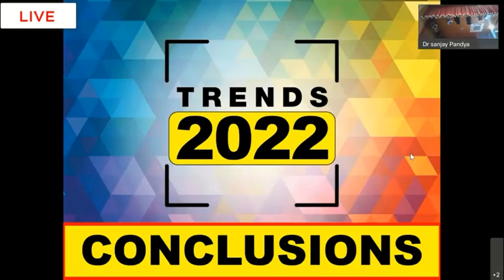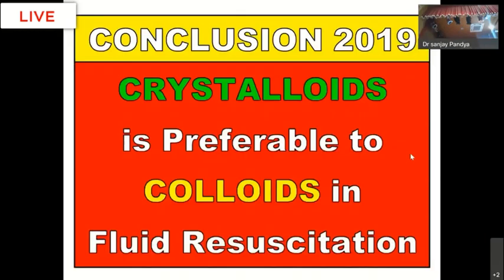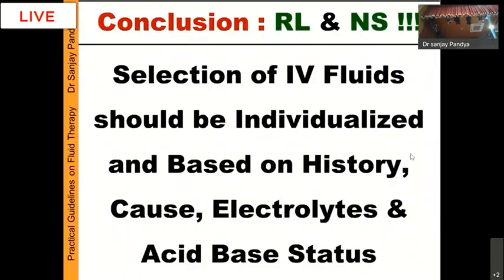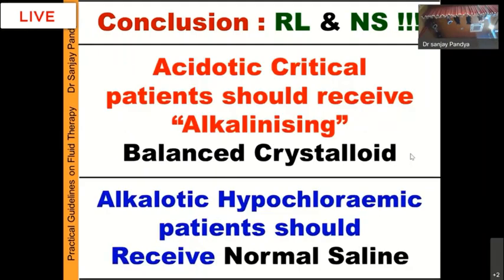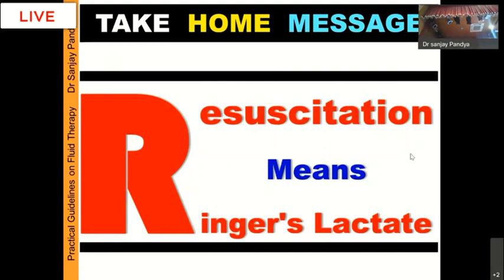So what is the trend in the 2022 guidelines? Crystalloid is preferred over colloid. When it comes to selection of IV fluid, no fluid is better than the other. Look at the history. Look at the electrolytes. Look at the acid-base disorder. Look at the patient's response. Acidotic patient, start with balanced fluid. Alkalotic patient, start with normal saline. Resuscitation, by and large, when there is no other abnormality, start with Ringer's lactate.